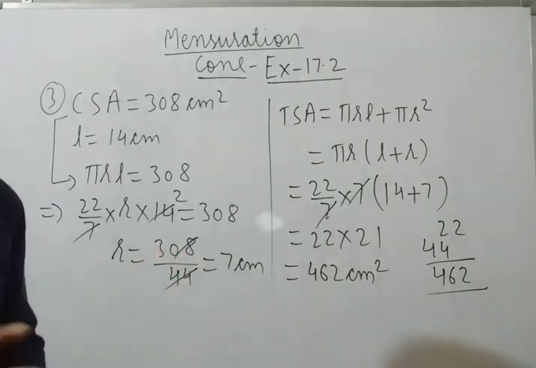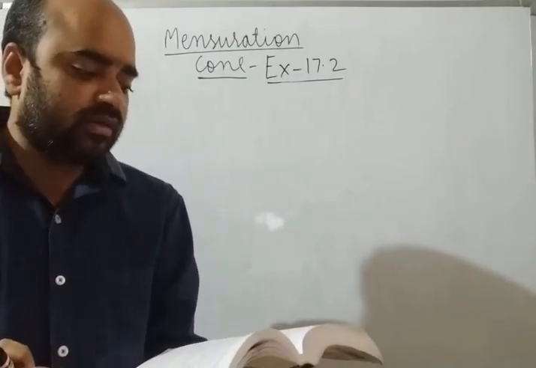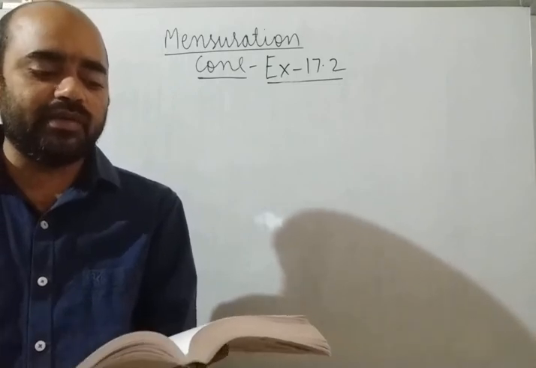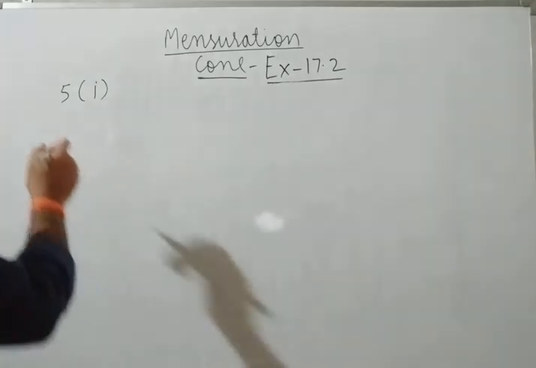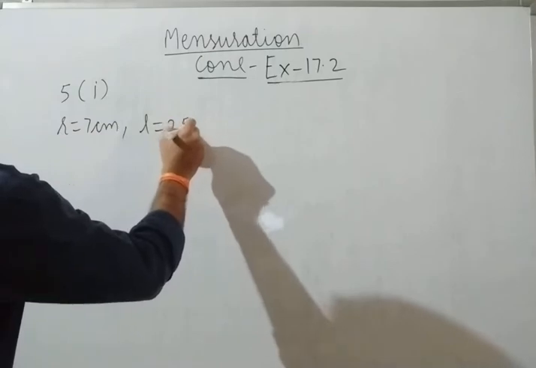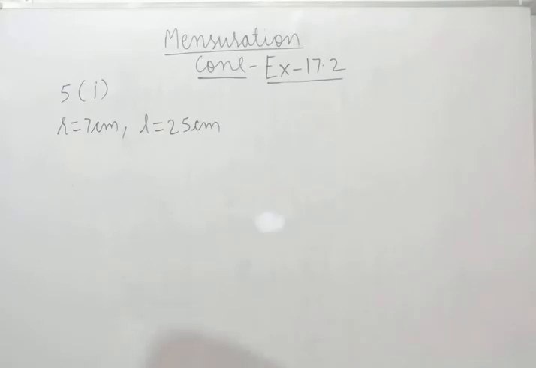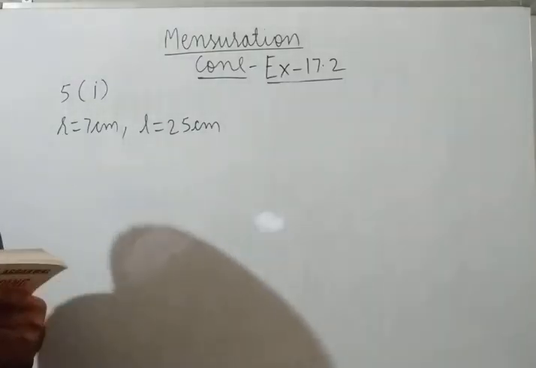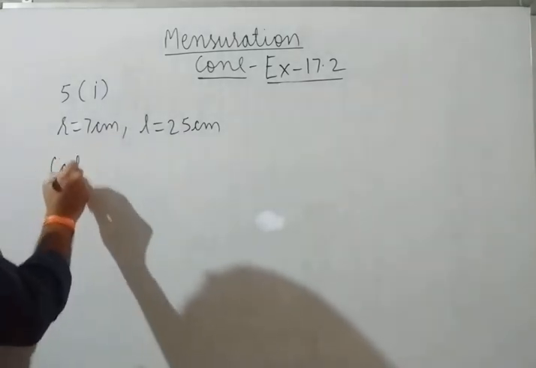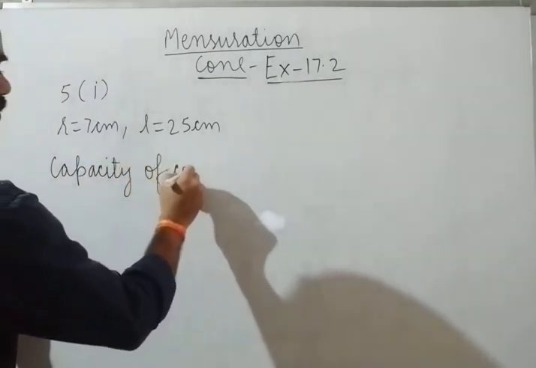Next question number 5, first part. Find the capacity in liters of a conical vessel with radius 7 centimeter, slant height 25 centimeter. Clear? So radius 7, slant height 25. We have to find capacity in liters. Capacity of conical vessel.